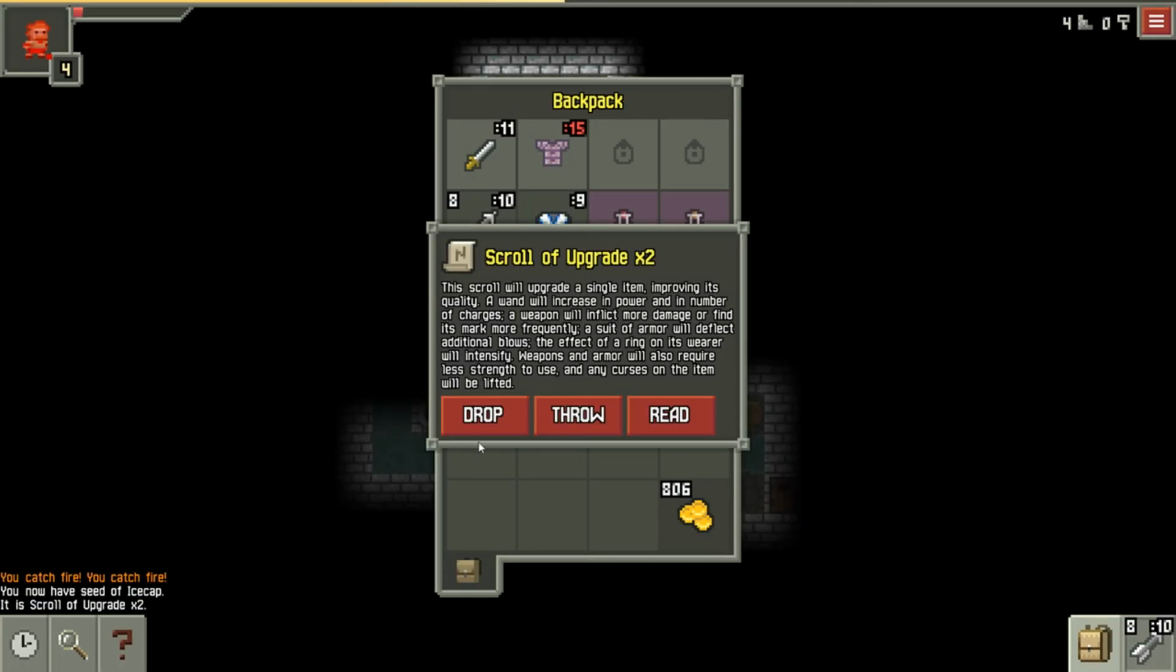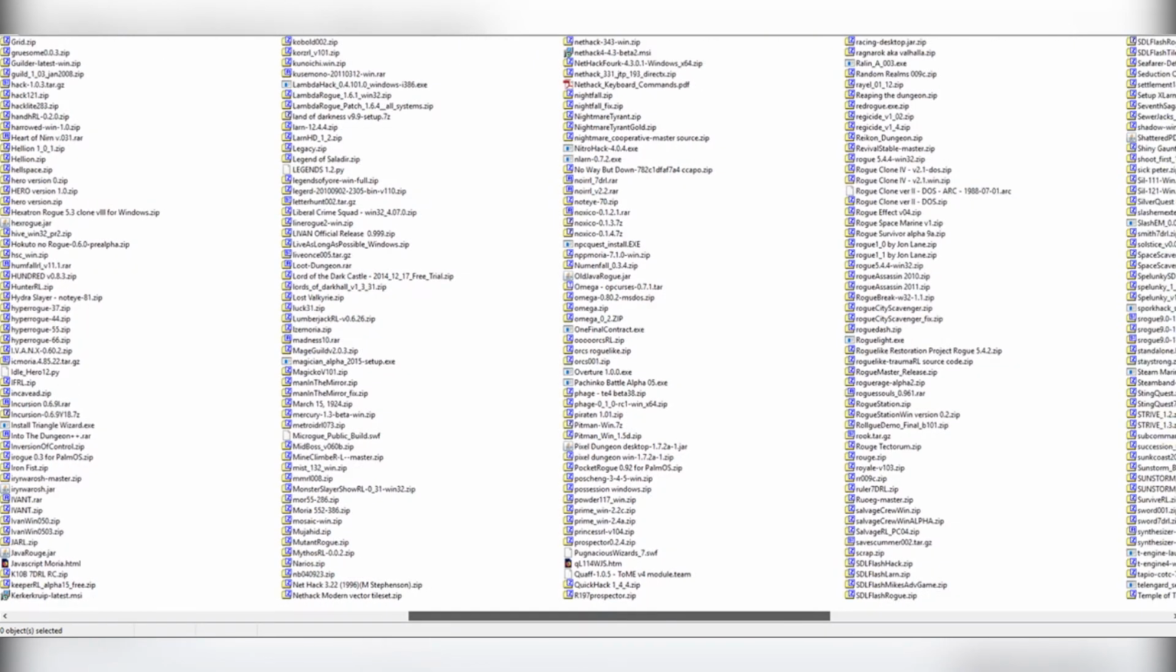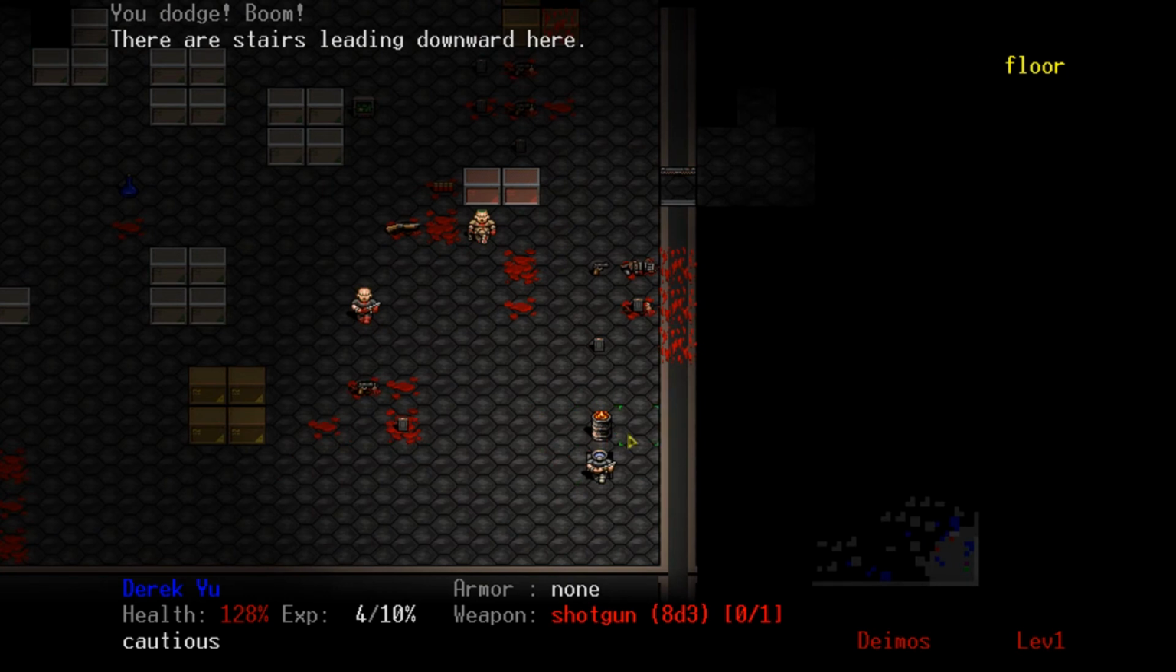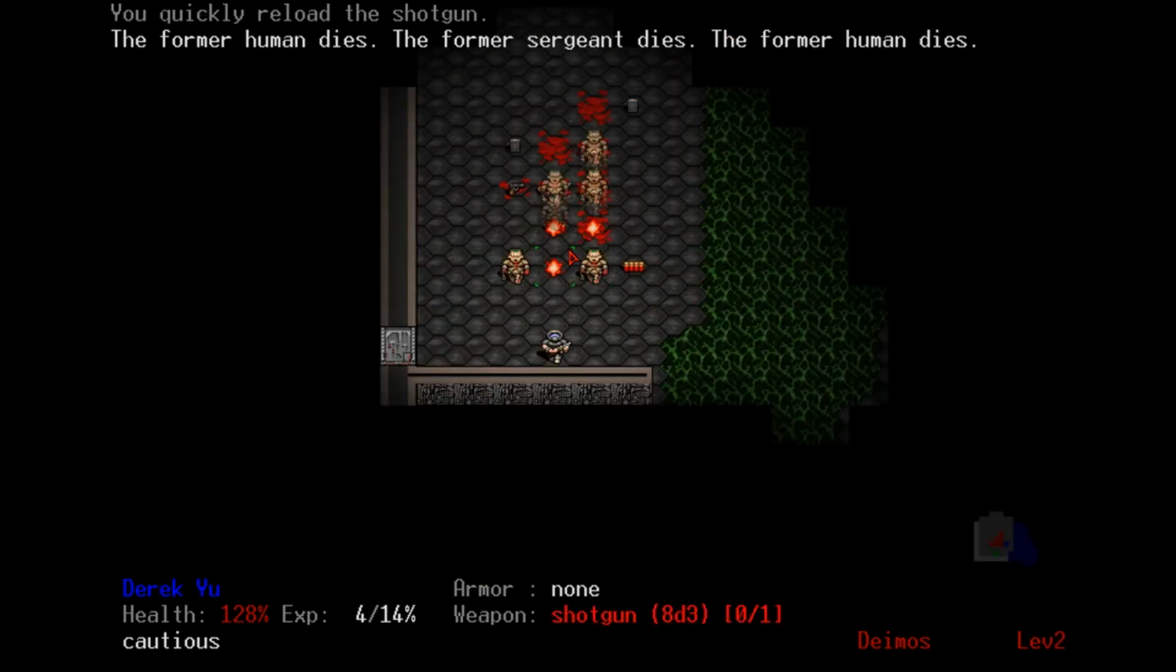Roguelikes are plentiful, and often developers will have more than one on their resume, so if one finds your fancy, it's likely their other work will too. In the description I've included a torrent with over 700 free and open source roguelikes to choose from, my favorite being Doomrl, a roguelike remake of the original Doom. Be sure to seed so that everyone can enjoy.